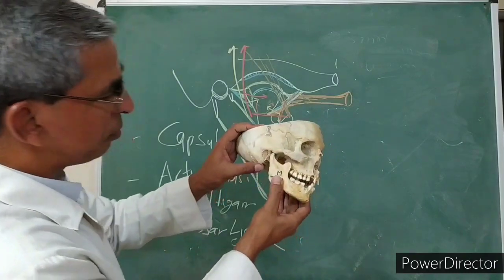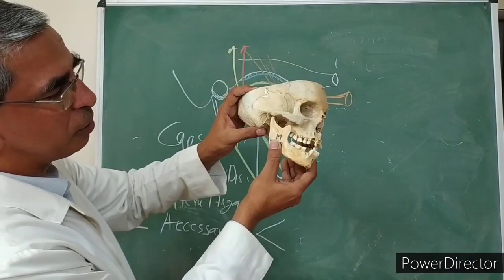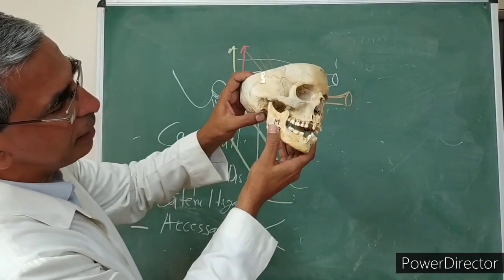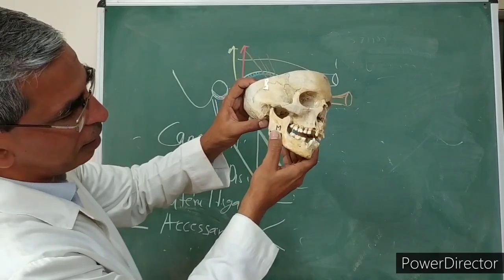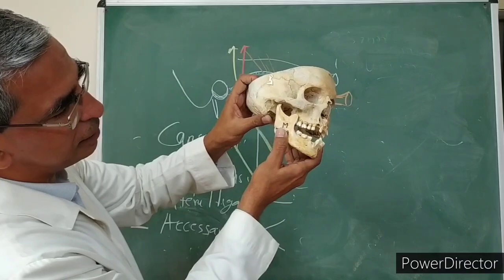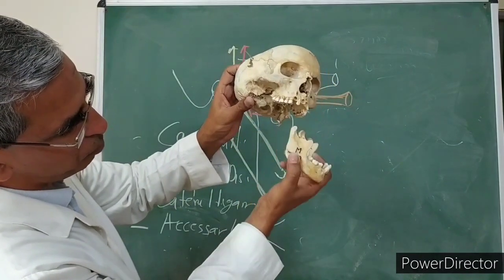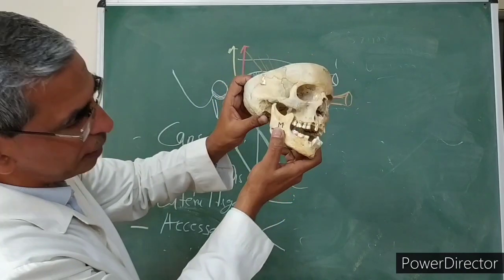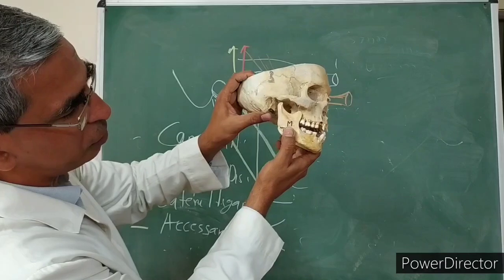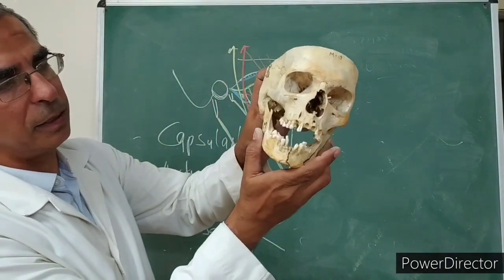Now what about the last movement, the fifth movement, the side to side movement? The side to side movement is done by gliding and rotation. Gliding occurs in one joint, like this, and posteriorly the opposite side joint rotates. So this is the side to side movement, like this.